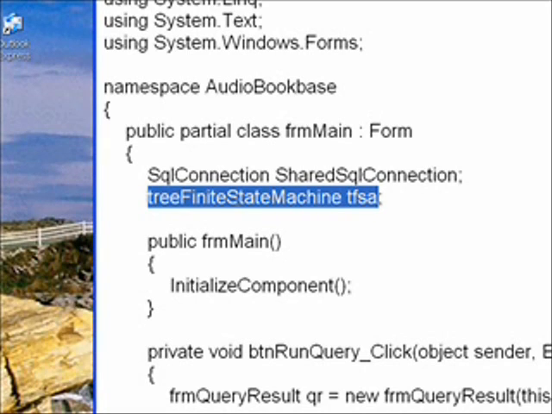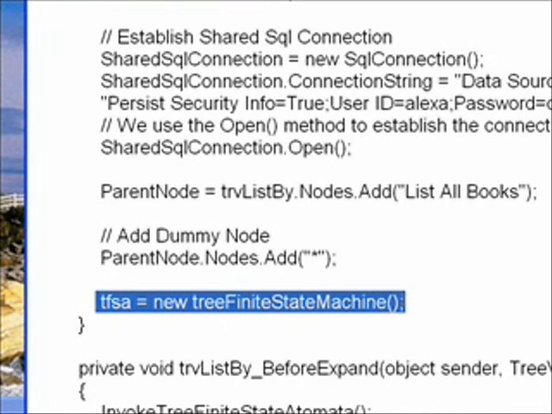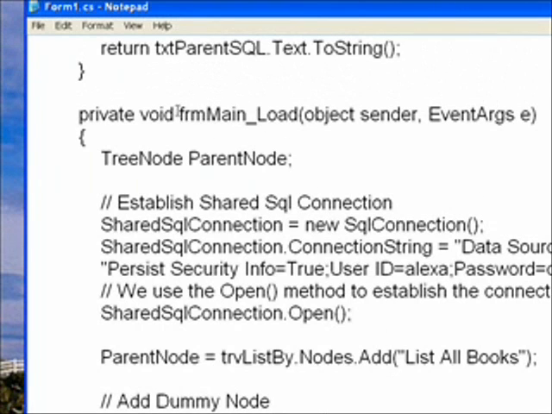It's tree finite state machine, and the object that's going to be instantiated on it is TFSA, for tree finite state automaton. As usual, this object is instantiated in the form load method, which is called at the start of day.